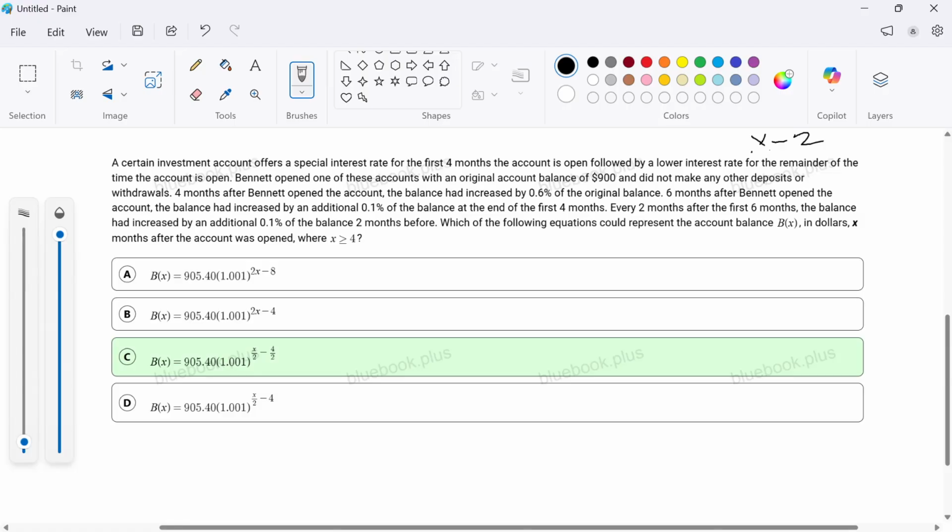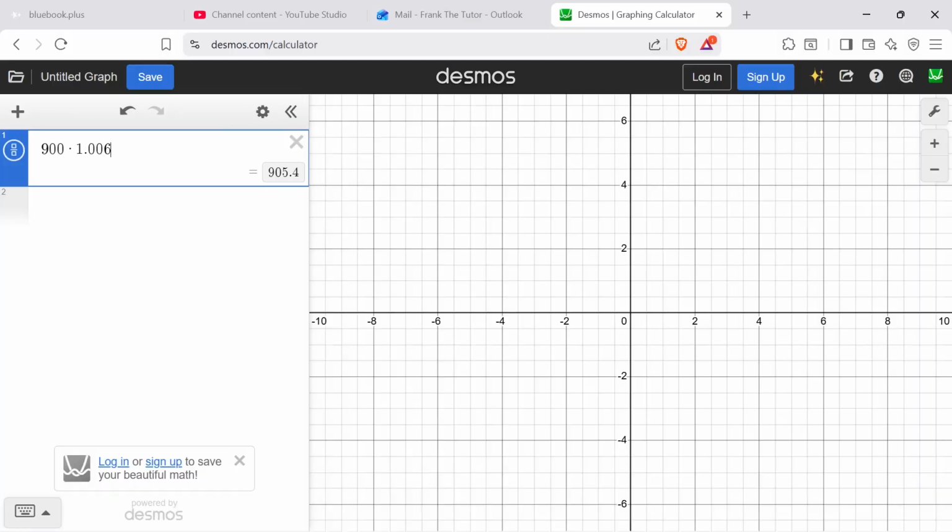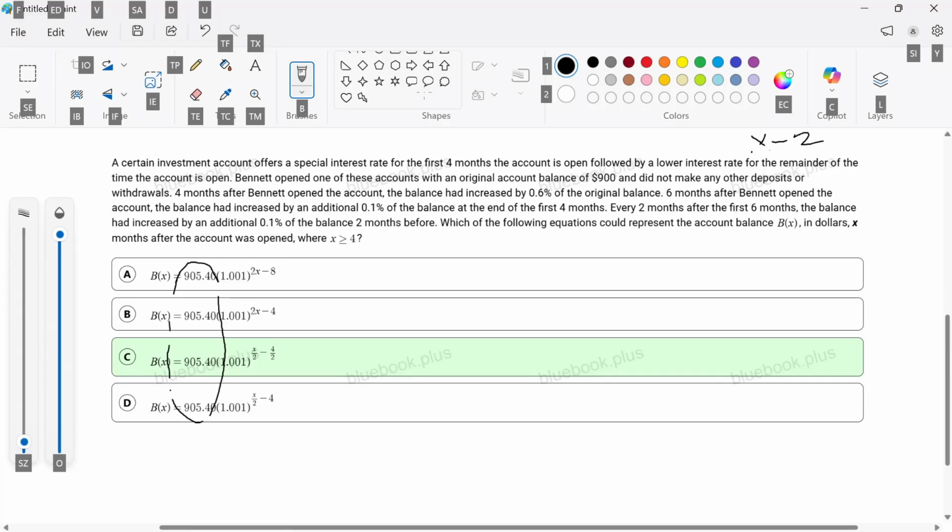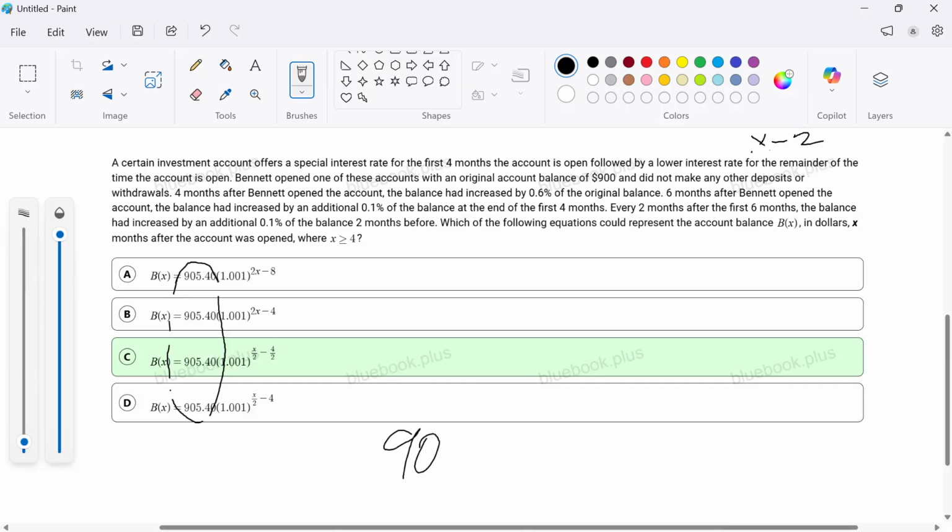So in this case, started with $900, and 4 months after the account, it increased by 0.6%. Well, I look at this, and I see everyone has 905.4, so I think if I go to Desmos and do 900 times 1.006, 0.6 is the percent increase. To get that into a number, you divide by 100, 0.006, and then the original amount times 1 plus the percent as a number is going to be the new amount. So 1 times 1.006, I get 905.4. So there's my 905.4, and that accounts for the first 4 months.